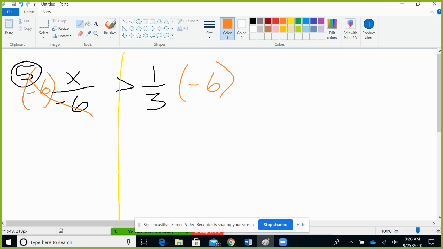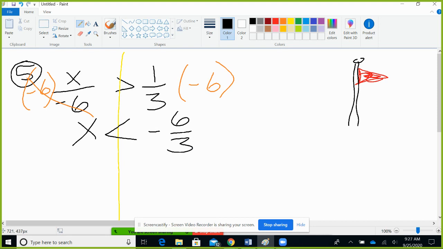Stop. Hammer time. Because I'm multiplying by a -6, what does that mean I have to do? I have to switch my inequality. Red flag, I have to switch my inequality because I'm multiplying by a -6. So I now have X is less than -6/3. I simplify it. -6 divided by 3 is -2. So I have X is less than -2.